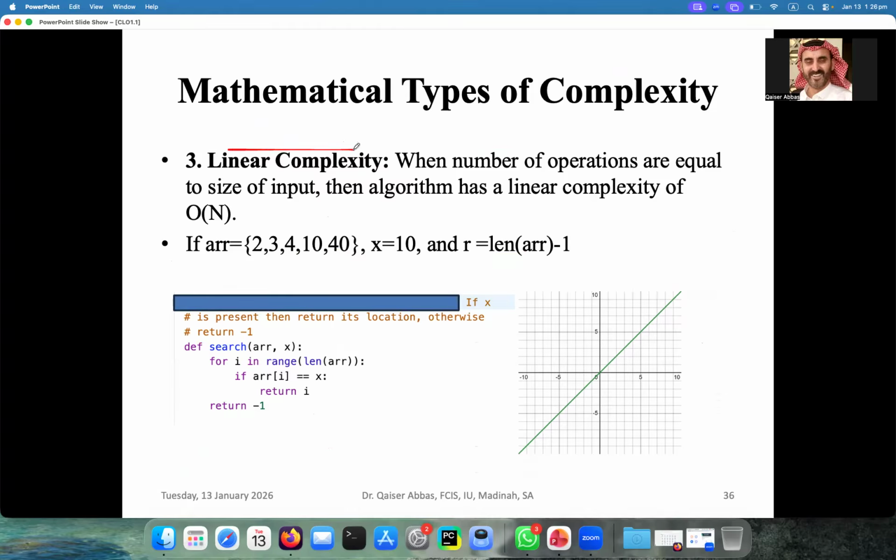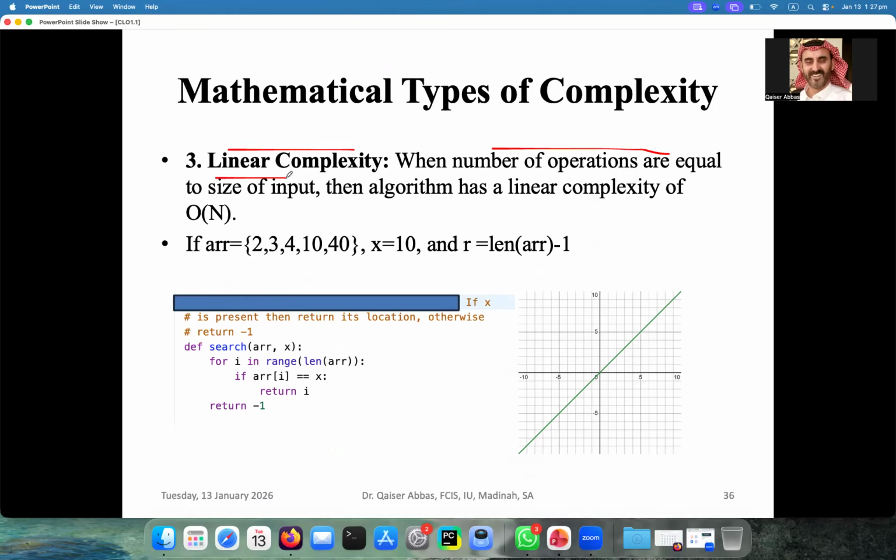There is an algorithm called linear search. Linear means that whatever the size of the input is, if the input size is n, and the maximum number of operations is also n, then you can represent the complexity in the form of order of n. This is what is called linear. Linear, straight and simple, when the number of operations is equal to the size of the input.